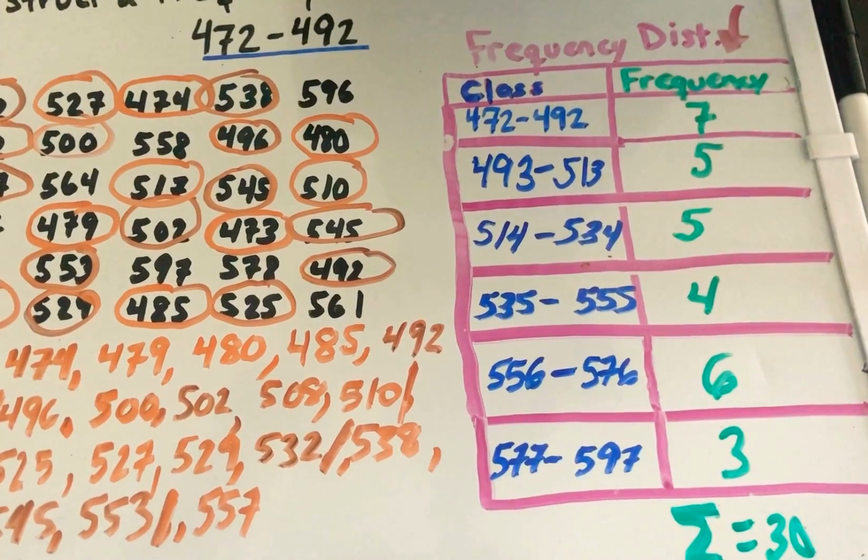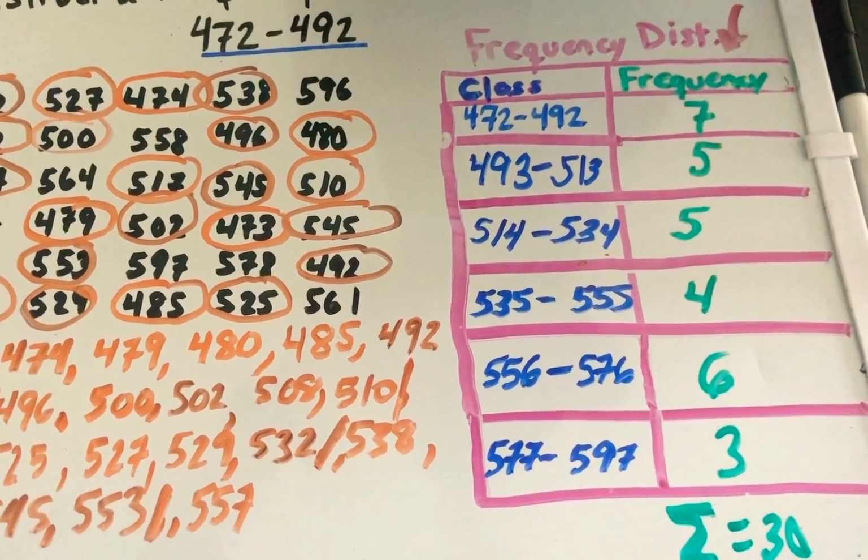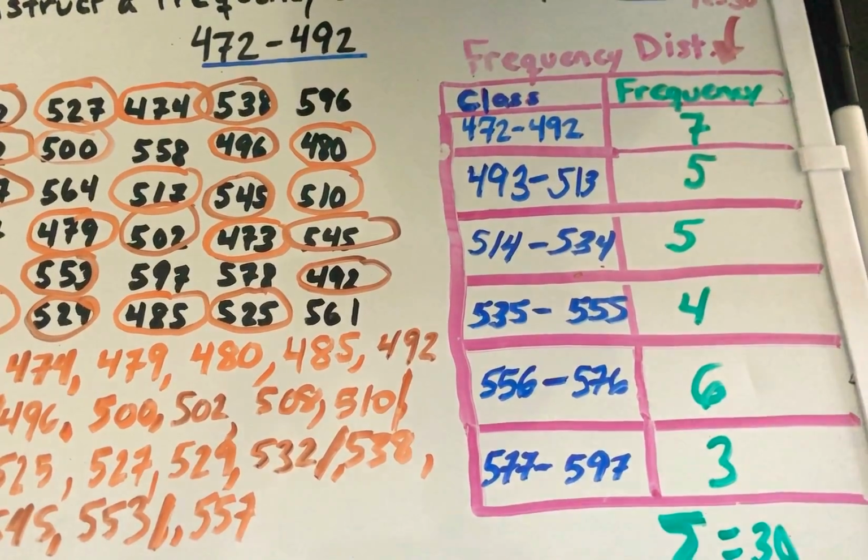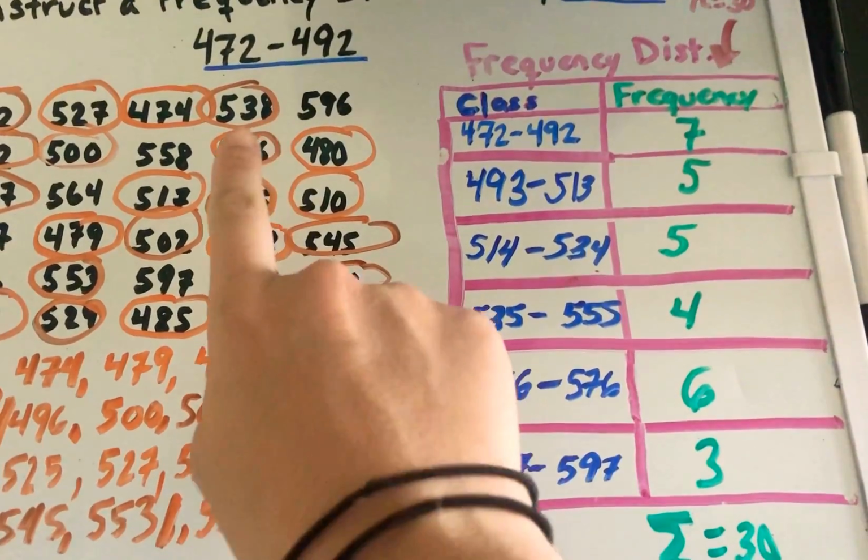Every data value has been accounted for. It has its own representative class. And we have made a frequency distribution based on being told what the first class was.